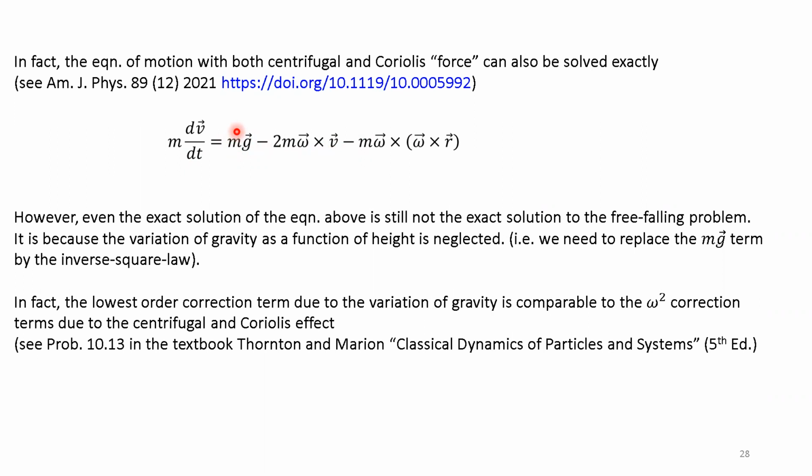But you know that in principle that's not exactly correct, because of the 1/r square gravitation law that we have learned. So to be exact, you will need to replace this term with the 1/r square law. If you actually replace this with the 1/r square law, then I believe you cannot get the solution easily.